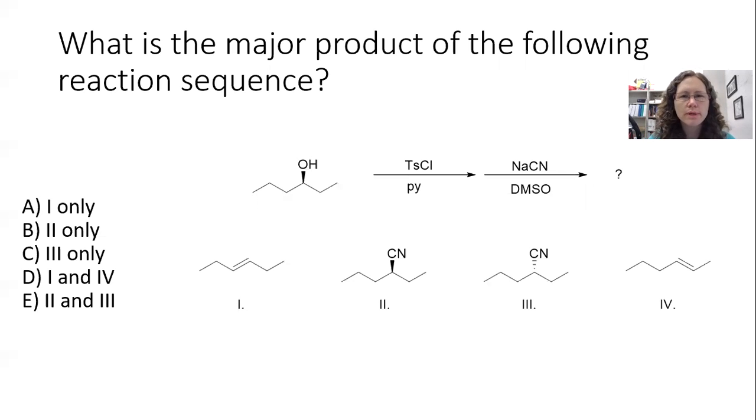The practice problem says, what is the major product of the following reaction sequence? So we have a two-step reaction because there's two arrows. We're starting with an alcohol and we have to figure out what the final product is. Whenever you have a multi-step synthesis problem, I recommend drawing out what the product is after each step. And it doesn't hurt to consider what the mechanism is as well. So let's go ahead and give that a shot.